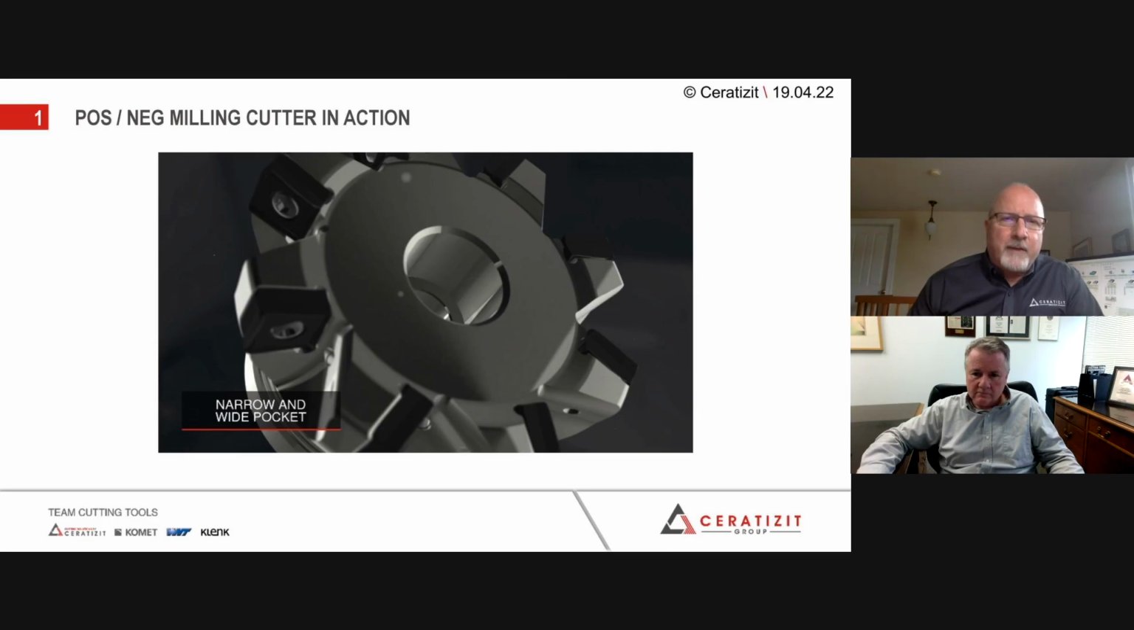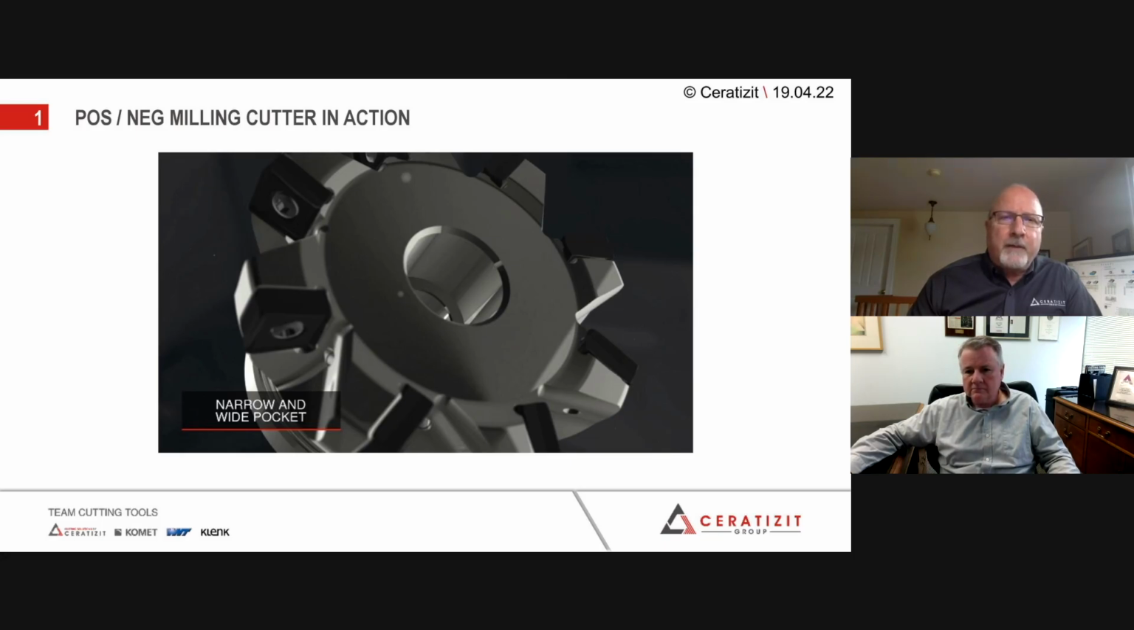Many positive designs have a tendency to want to lift the workpiece. Here with this pos-neg design, it helps to mitigate that differential in the forces. It helps to balance the forces. Additionally, you have a very stable cutting edge because you have a negative clearance angle, which allows that insert to be well supported in the pocket. This allows you to take higher feed rates, run at higher speeds, and gives you a chance to take higher depths of cut as well.